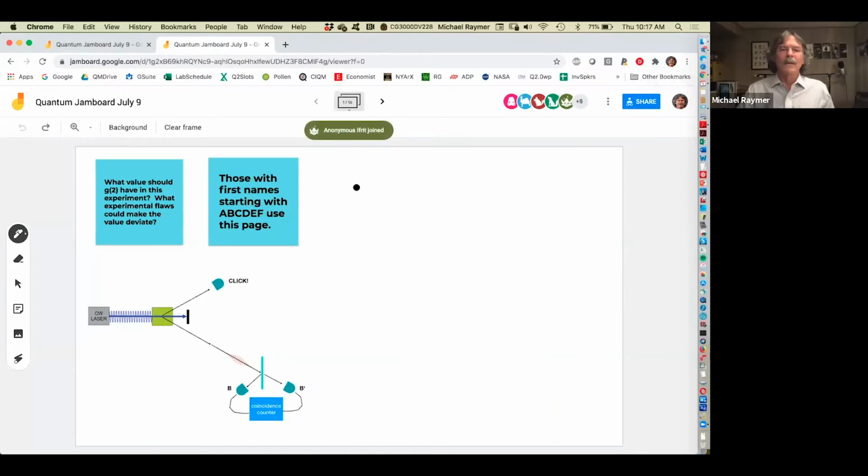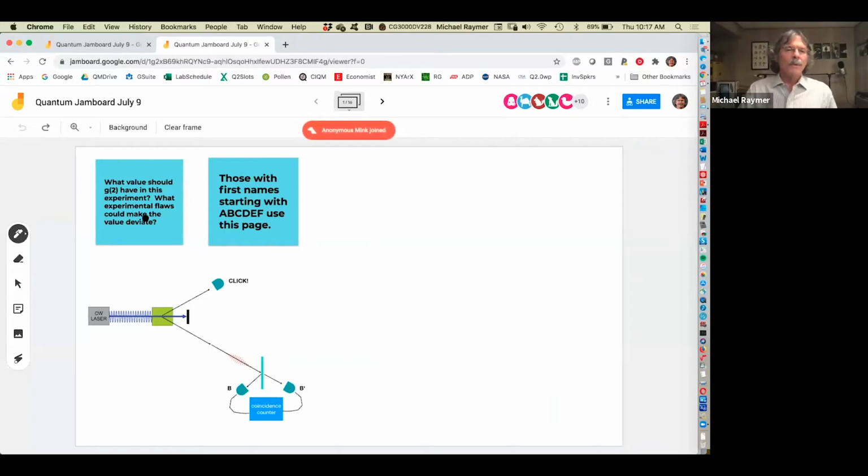There I am. So not everybody is on there yet. I can see there's only about 12 people there. So everybody go to the chat window, click on the Jamboard link, and you should be seeing this page, which is page 1. I'm seeing more people are finding it.